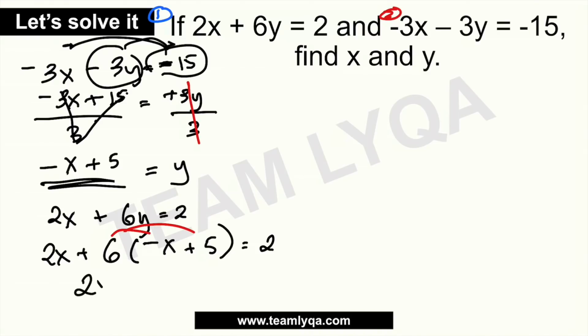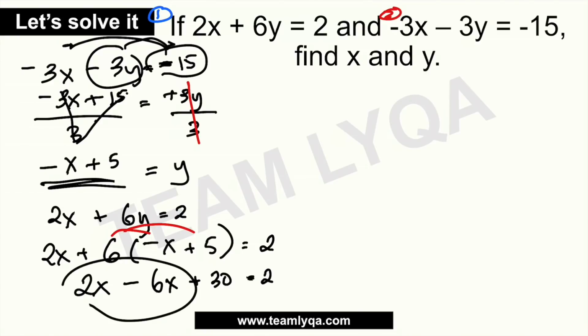So, bababa lang yung 2x, pareho pa rin naman siya. Yung positive 6 times negative x, magiging negative 6x siya. Tapos ito, dahil pareho silang positive, this will be positive 30 is equal to 2. Okay? So, ito ngayon, pwede na natin sila pagsamahin. Pareho silang may x. Mangyayari dyan, magiging negative 4x plus 30 is equal to 2.